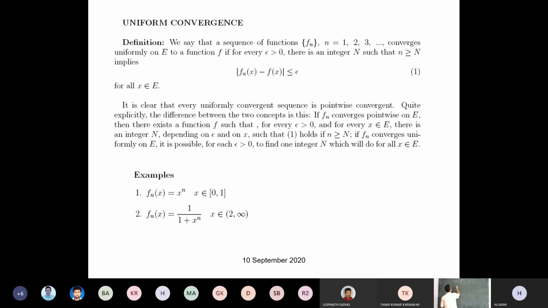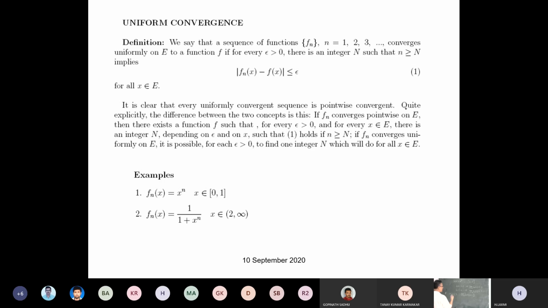Here, this is being considered in the closed interval [0, 1]. Now you can see that fn(0) is equal to 0, so the limit as n tends to infinity of fn(0) is 0. And fn(1) is equal to 1, so the limit as n tends to infinity of fn(1) is 1. Now, if x lies strictly between 0 and 1, then also the limit as n tends to infinity of fn(x) is going to be 0.